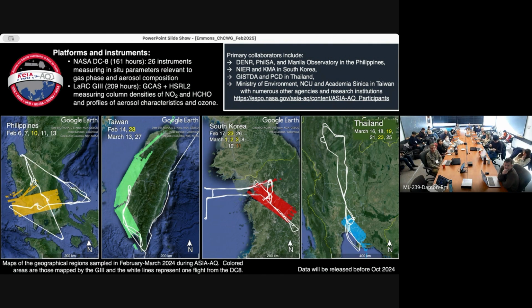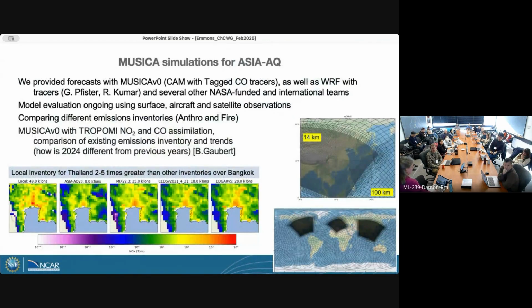There are only a few flights in each location, but they're very different situations on each of the flights. So it's really an exciting data set. And if anyone's interested in looking at Asia air quality, I highly recommend you start looking at this data set. The data is all available on the NASA archives.